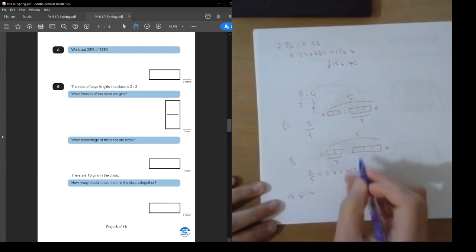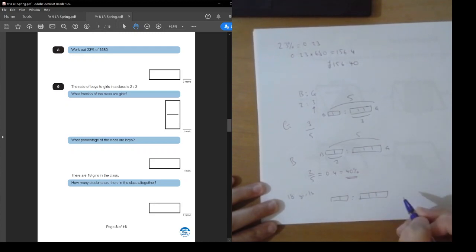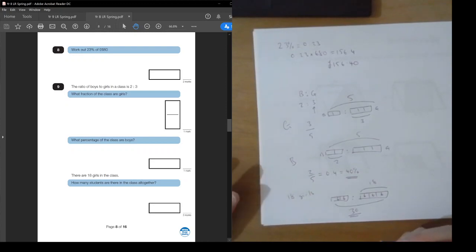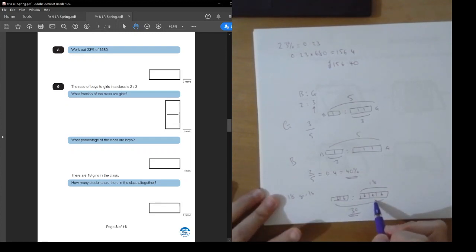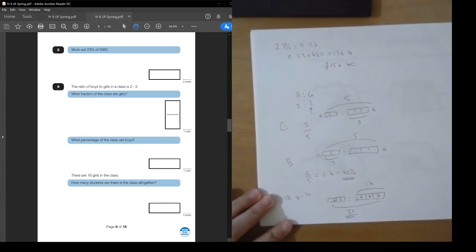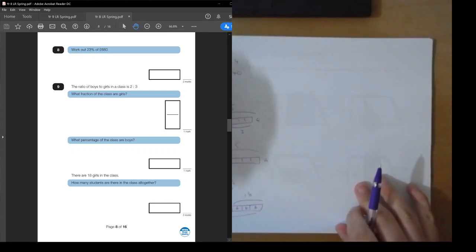If there are 18 girls, I'm still using this bar model, because this bar model is like amazing. That's 6, 6, 6. If these are all 6, that means these are 6 as well. Altogether, I've got 30 students. They're not asking about the number of boys. They're asking how many students altogether. I know a few of you calculated the number of boys, but didn't add them to the number of girls, and so you lost a mark because you didn't actually answer the question. You need to ensure you always answer the question.